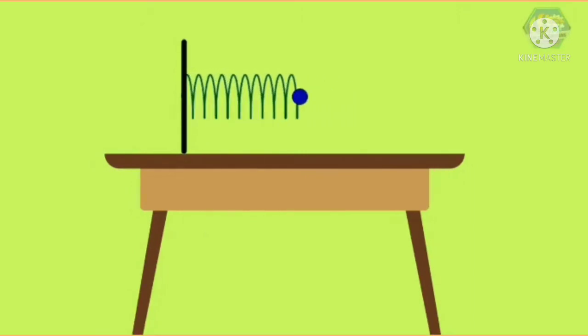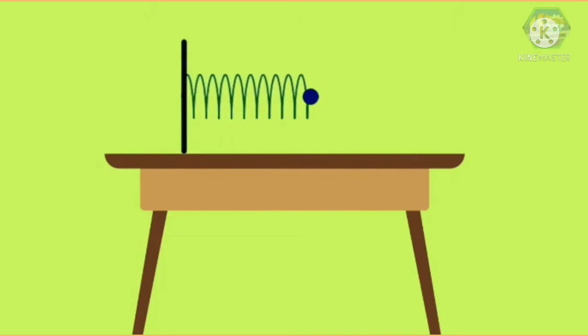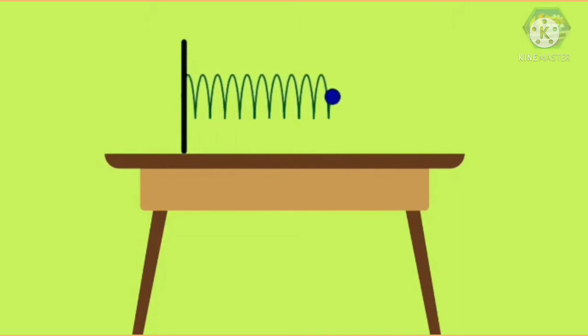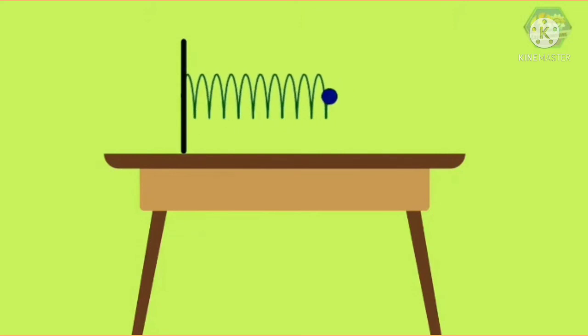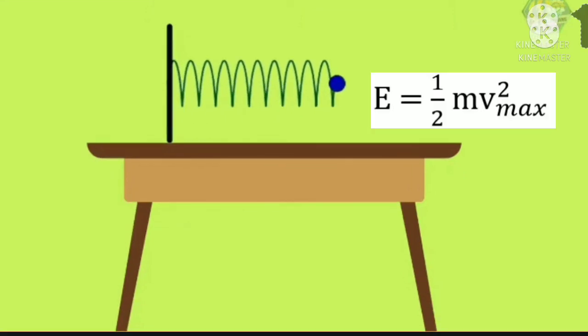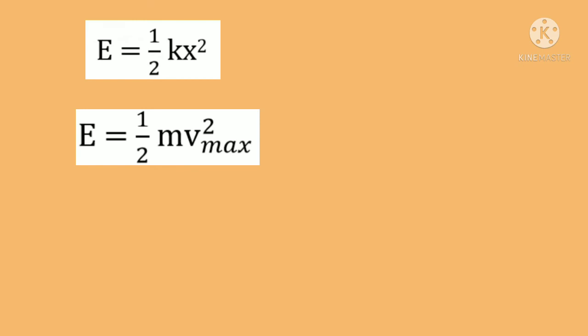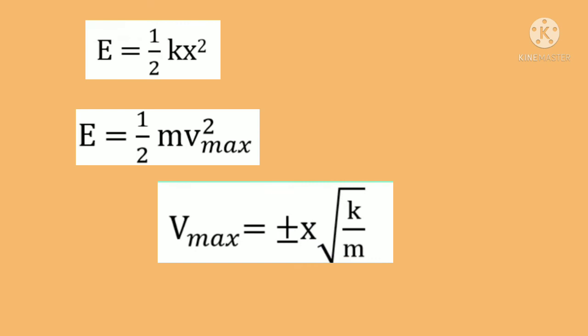At the equilibrium point, the potential energy becomes zero and its kinetic energy has reached its maximum. This means that when the ball experiences only kinetic energy, the total energy of the ball is equal to half of its mass multiplied by its maximum velocity squared. Combining the two equations together, we can find the maximum velocity of the ball. This equation tells us that the maximum velocity is equal to the amplitude times the square root of the spring constant divided by its mass, and that's it.